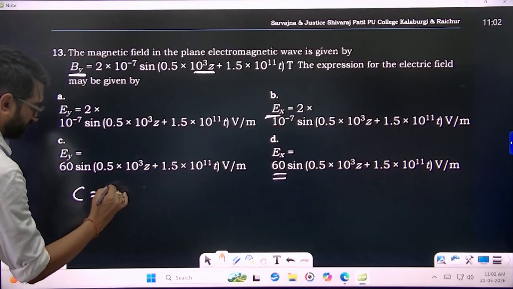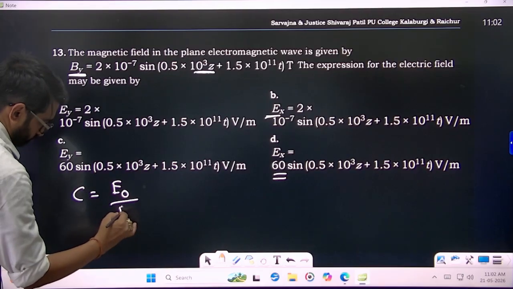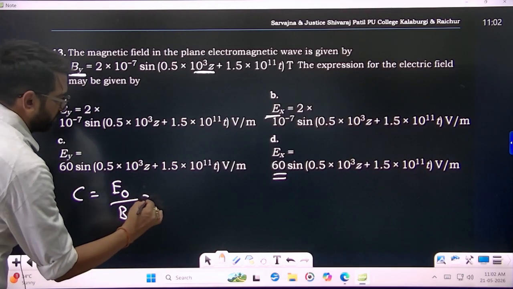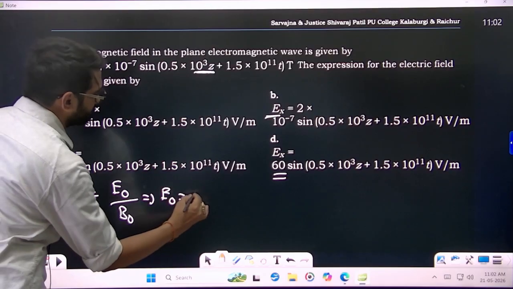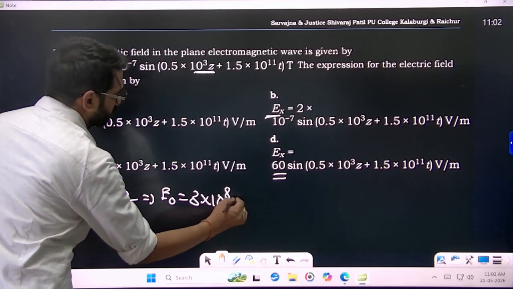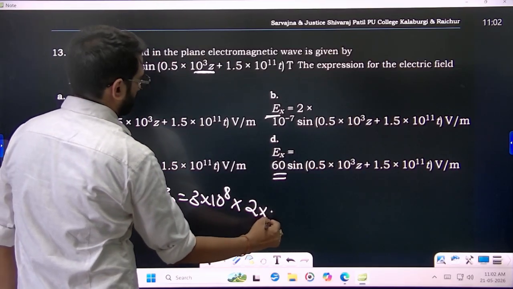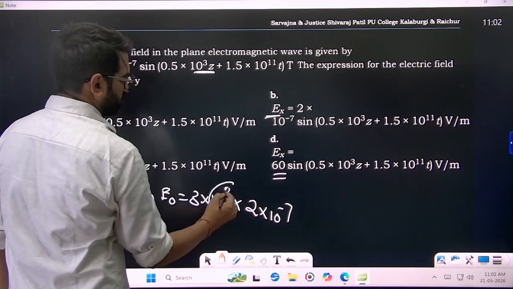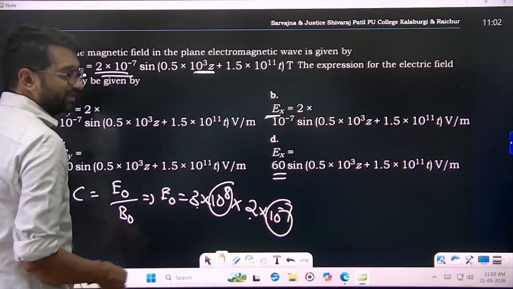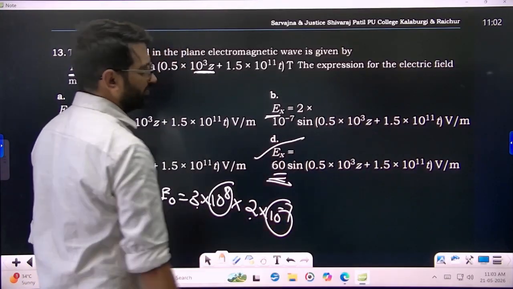We have the formula C is equal to E naught by B naught. So this implies E naught is equal to C into B naught, where C is 3 into 10 to the power of 8 and B naught is 2 into 10 to the power of minus 7. So this happens to be 60. This will be the answer.